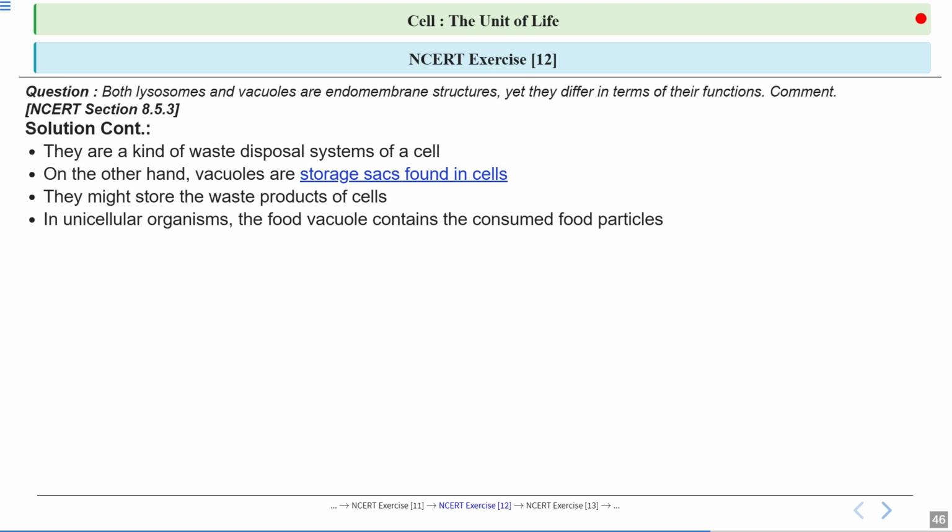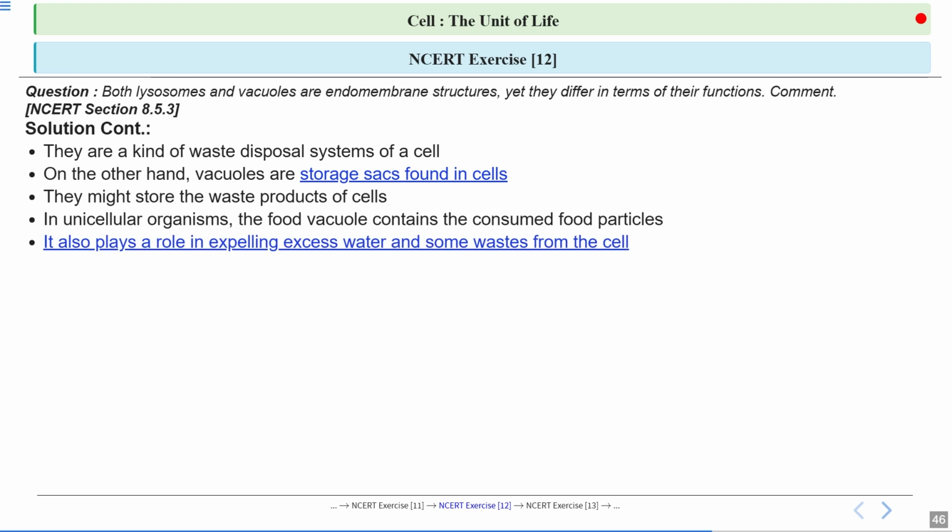In unicellular organisms, food vacuoles contain the consumed food particles. Like in amoeba, food vacuoles are formed. So they engulf the food and they store this food in the food vacuoles. They also play a role in expelling the excessive water and some waste from the cells. These vacuoles also help in osmoregulation as well.